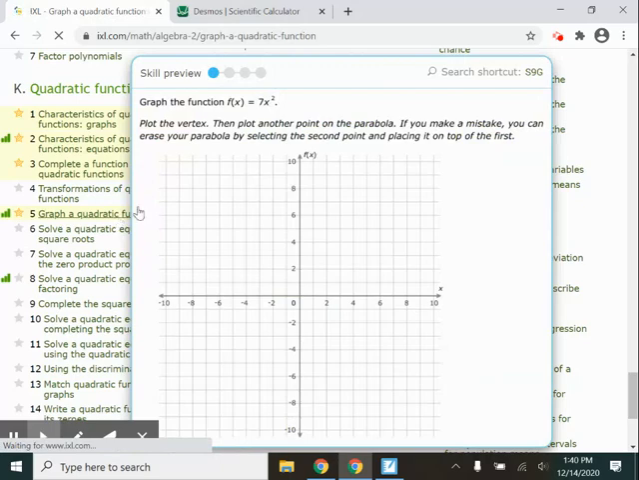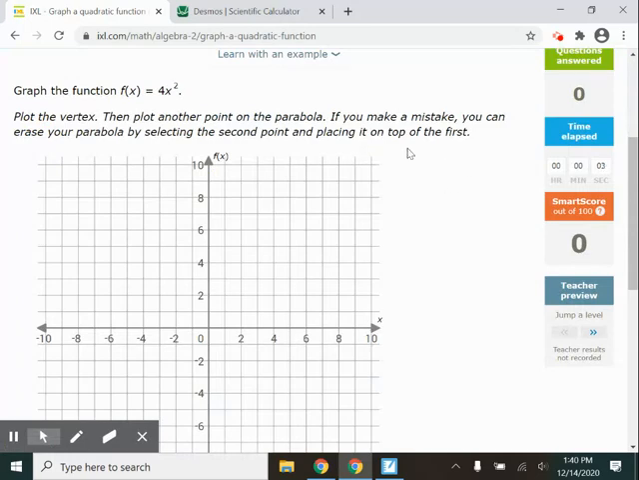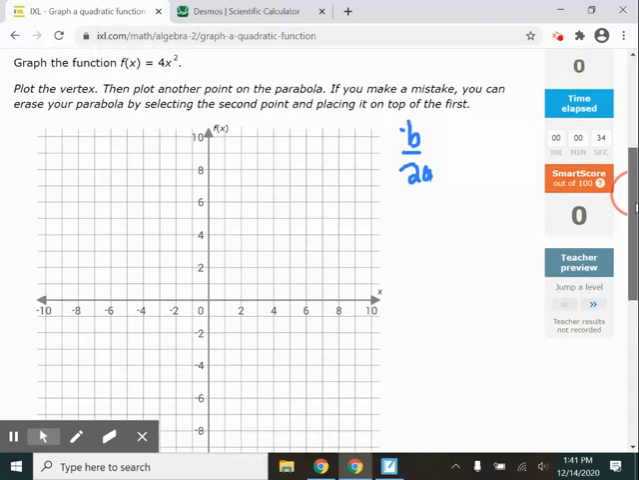K.5 is where you're actually going to be graphing a quadratic. So you can use Desmos to help you. Notice it says plot the vertex. So your vertex, that's going to be your negative b over 2a, and then you would plug the negative b over 2a back into the question. So you have your negative b over 2a that you have to find first, and then it says plot another point on the parabola. You can plot halfway between or on grid lines. So you want to make sure that you can't plot a quarter of anything. You want to make sure you pick appropriate points whenever you're doing this one. And you could also use the Desmos graphing feature to help you as well.